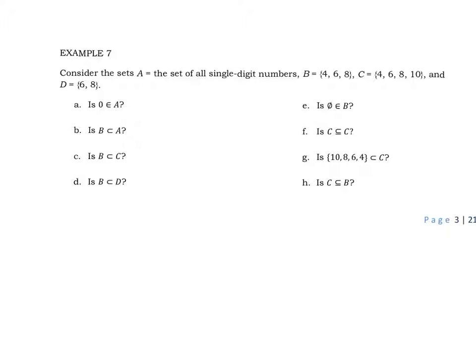Consider the sets A equals a set of single-digit numbers. As I said before, sometimes it's nice to go ahead and write these numbers out in set form. List them, I think was the proper word we used. So instead of a description, we're doing a listing. Sometimes it's just a little bit easier to see that. Is 0 an element of set A? Yes, 0 is appearing in set A.